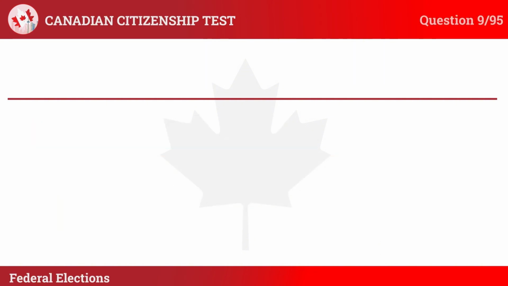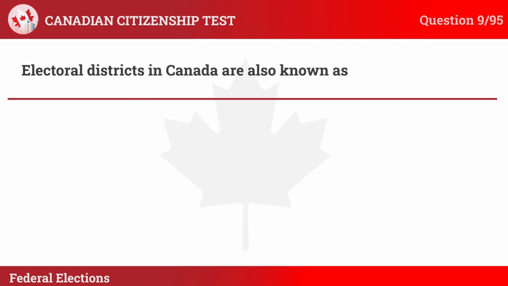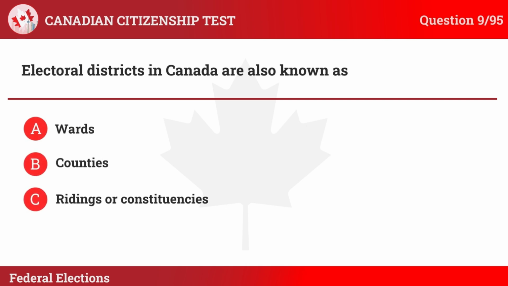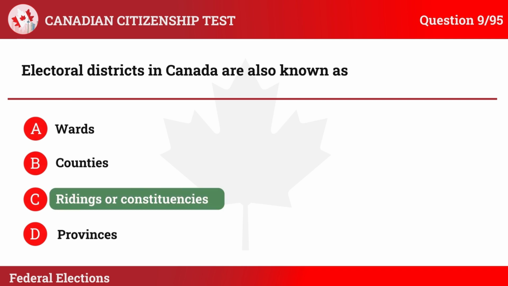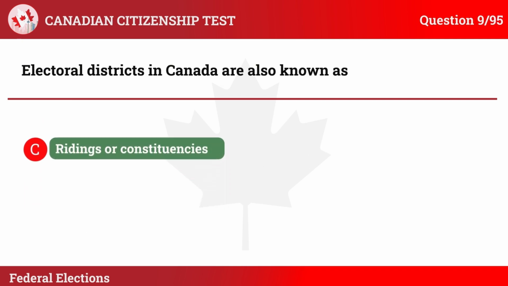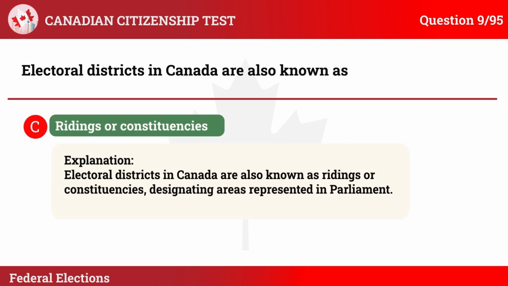Question 9. Electoral districts in Canada are also known as A. Wards, B. Counties, C. Ridings or constituencies, D. Provinces. The correct answer is C. Ridings or constituencies. Explanation: Electoral districts in Canada are also known as ridings or constituencies, designating areas represented in Parliament.